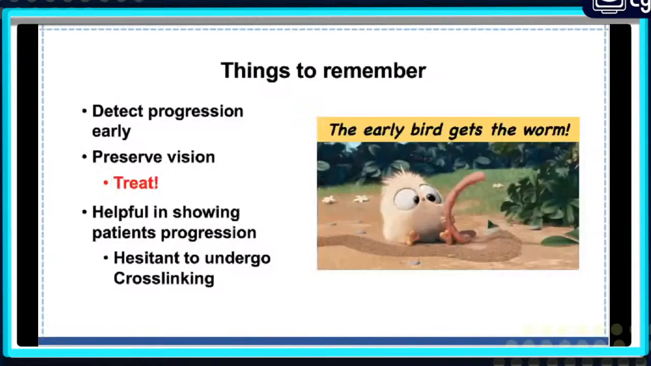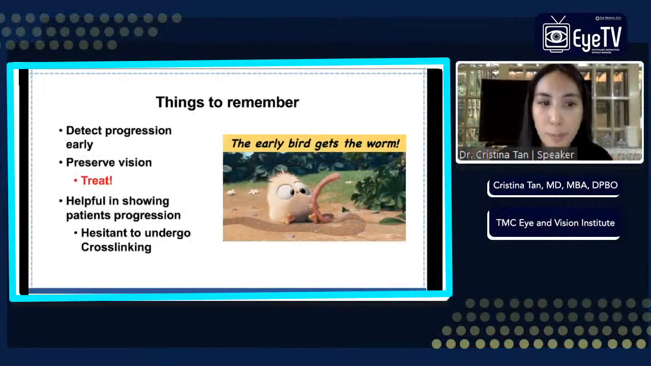To summarize, for patients with keratoconus, you want to detect progression early enough so that you can preserve the patient's vision. When you see significant progression, that is already an indicator for you to start treatment, particularly with cross-linking, so that you can stop the progression.